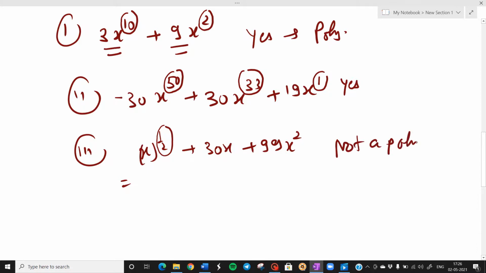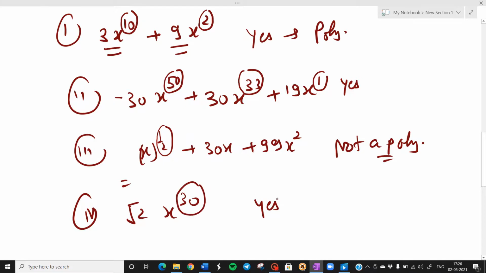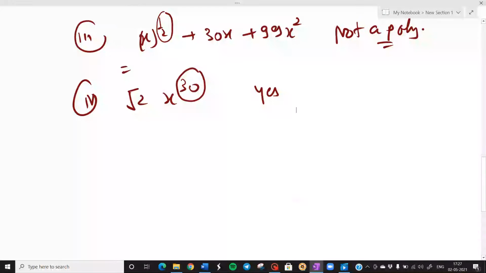Now we consider the next example: x power 1 by 2 plus 30x plus 99x square. This cannot be a polynomial because here you will see that the power of x is 1 by 2, and 1 by 2 is not a whole number. So this is not a polynomial. For a polynomial, the power of the variable in each term should be a whole number. Whole number stands for 0, 1, 2, 3, 4, 5, and so on.